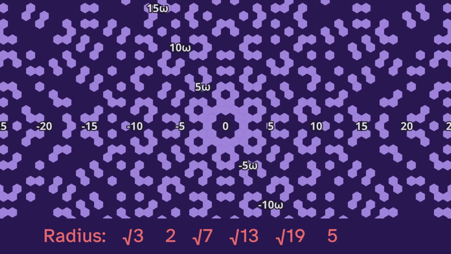But let's take a look at those radii of the circles. They're all either a prime number or the root of a prime number. And this is always the case. We always get either a prime or the root of a prime, and every prime will eventually show up.